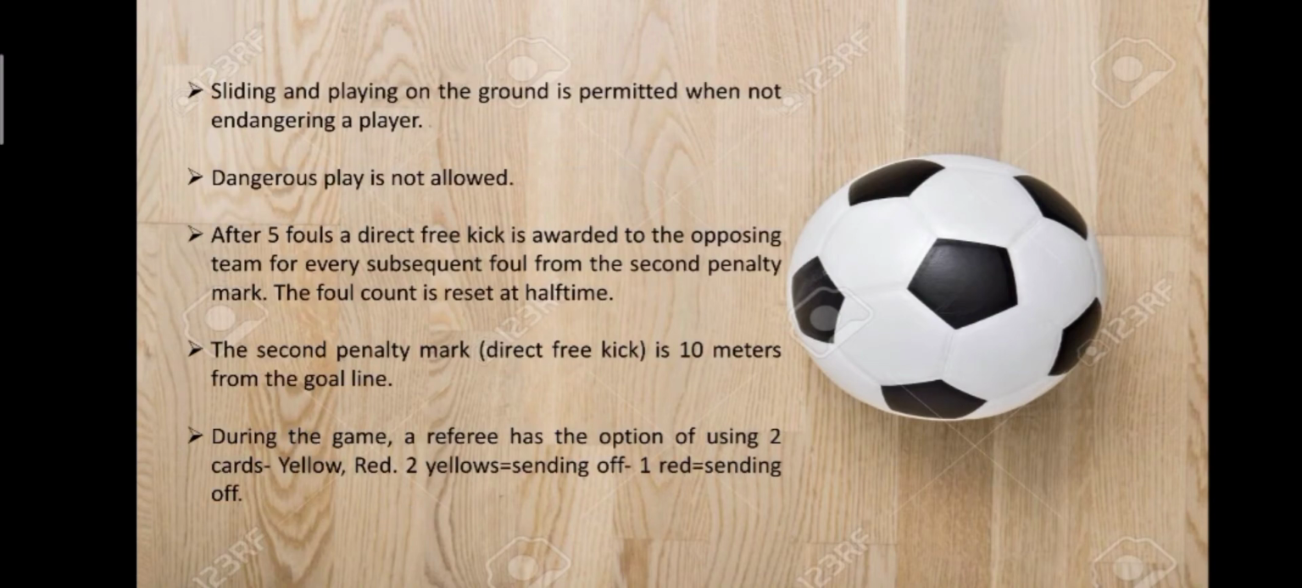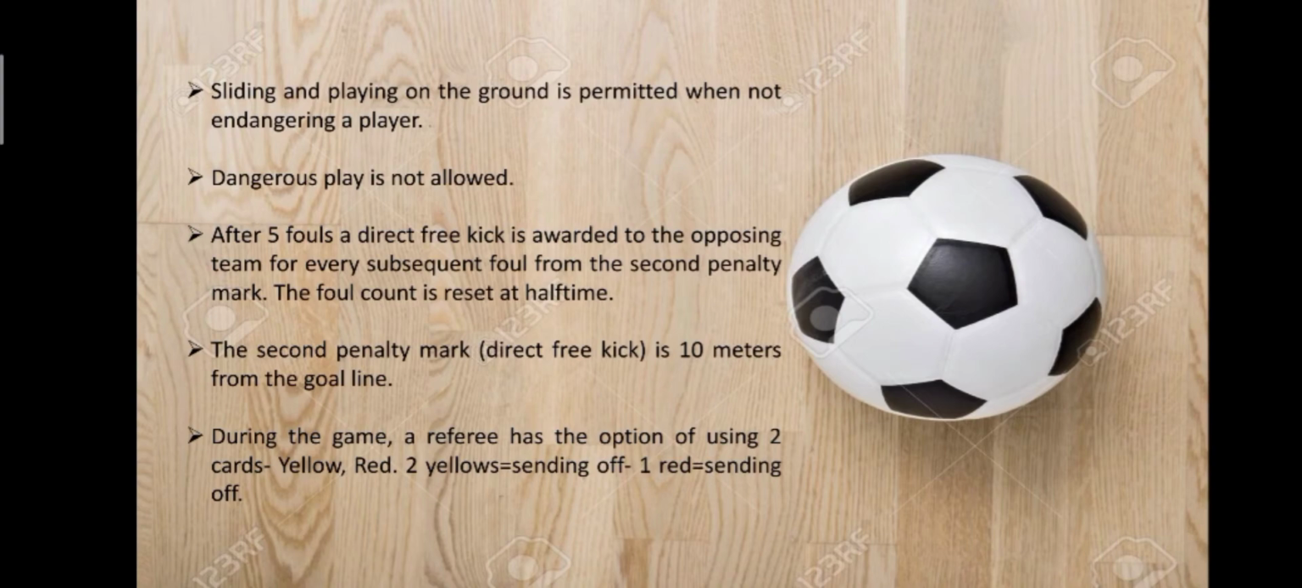Sliding and playing on the ground is permitted when not endangering a player. Dangerous play is not allowed. After 5 fouls, a direct free kick is awarded to the opposing team for every subsequent foul from the second penalty mark. The foul count is reset at halftime. The second penalty mark direct free kick is 10 meters from the goal line.